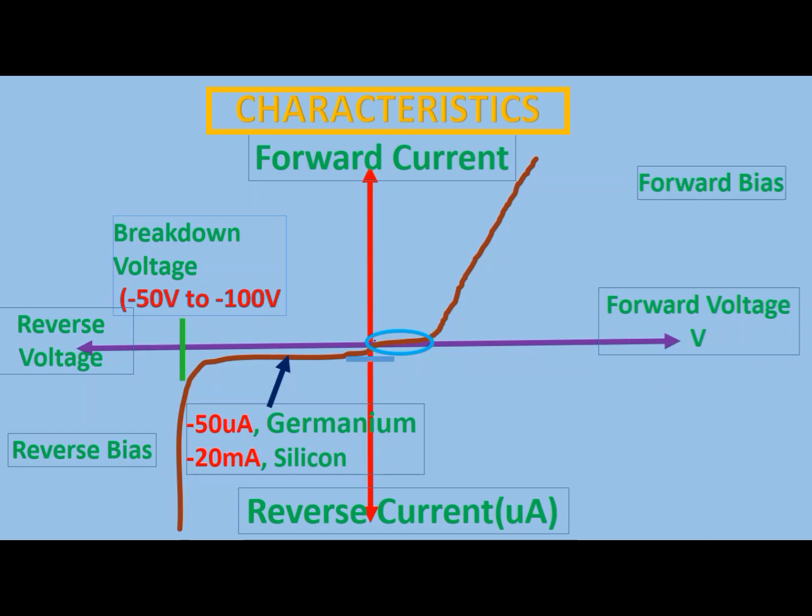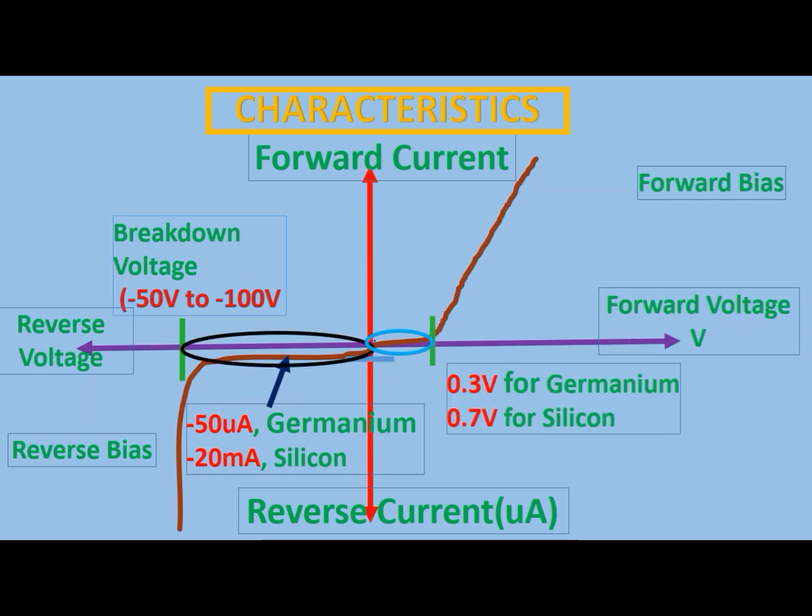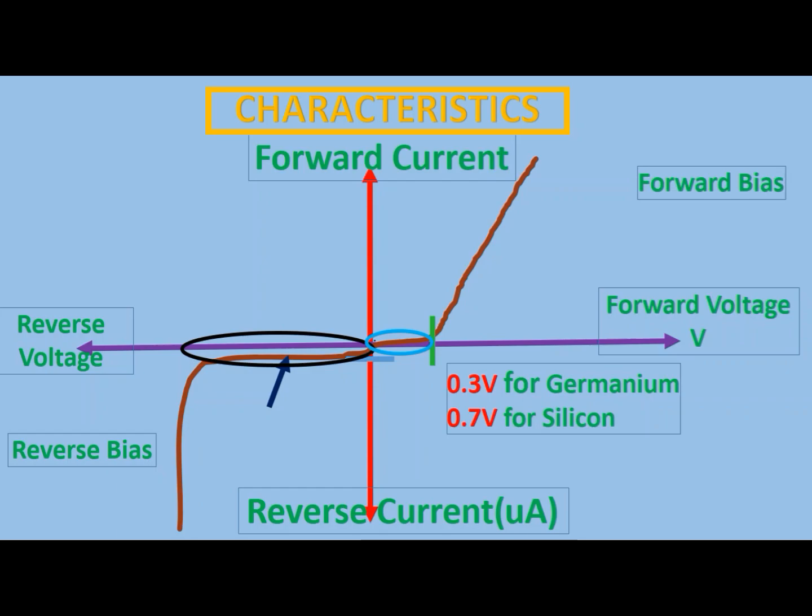On the other hand, when reverse voltage is applied, initially very little current flows through the junction. Its value is -50 microampere for a germanium diode and -20 milliampere for a silicon diode. When a large voltage is applied, current conducts negatively. This voltage is called the breakdown voltage. Normally its value is -50 to -100 volt, but it can be higher than 1 kilovolt.